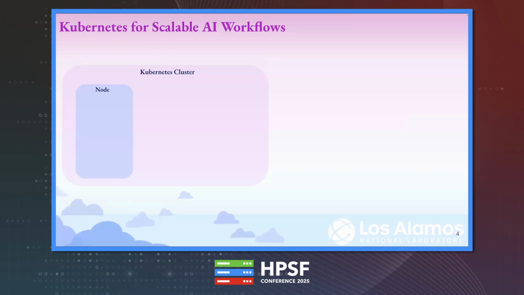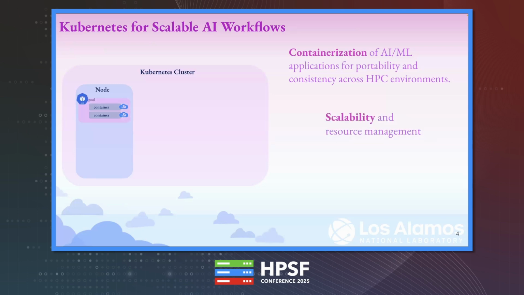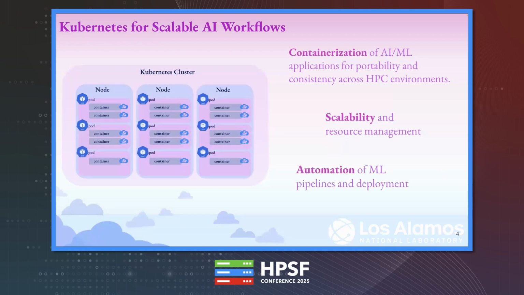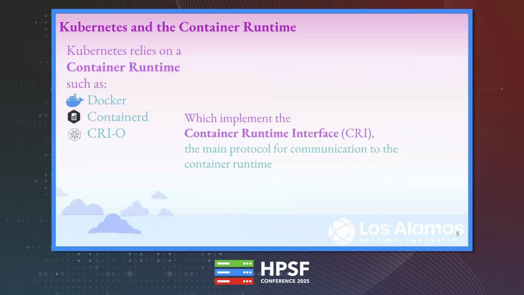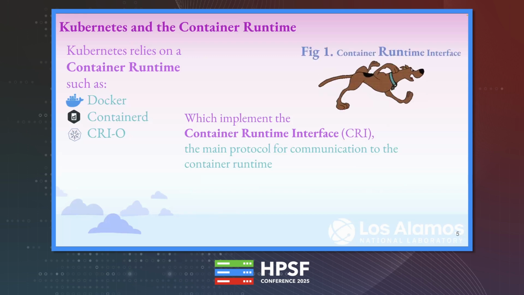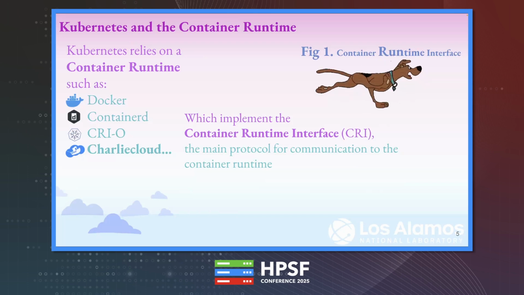Kubernetes is important for AI workflows because it allows for containerization of AI applications for portability and consistency across HPC environments. It also allows for scalability and resource management, and for automation of machine learning pipelines and deployment. Kubernetes relies on various container runtimes such as Docker and containerd, and these all implement the Container Runtime Interface, which is the main protocol for communication to the container runtime. And we want CharliecLoud to be on the list of container runtimes that Kubernetes can rely on.